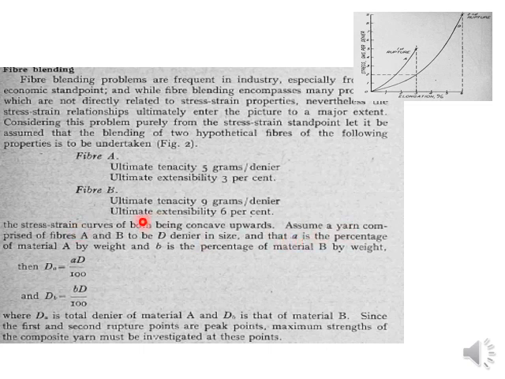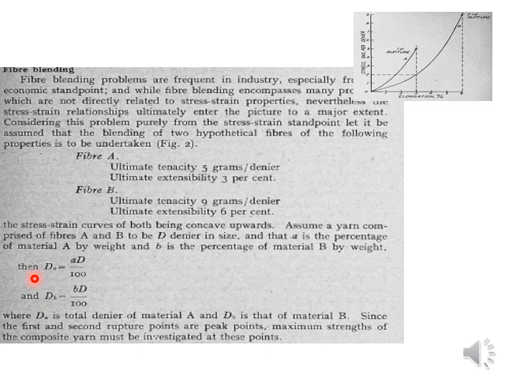Assume a yarn comprised of fibers A and B to be D denier in size, where capital A is the percentage of material A by weight, and capital B is the percentage of material B by weight. It means the yarn count is D denier, the percentage of fiber A is small a, and the percentage of fiber B is small b.